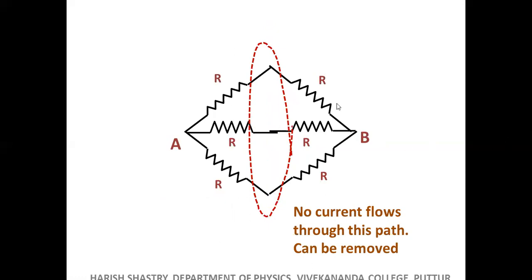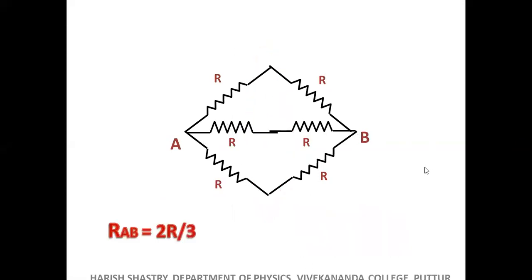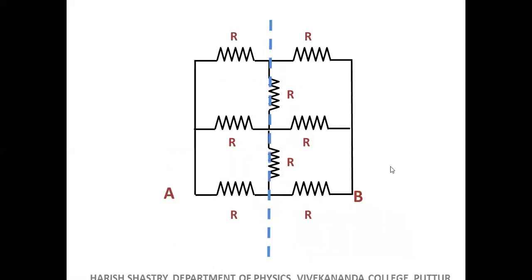Now, 2R parallel 2R parallel 2R. In each path you have series 2R: R plus R, R plus R, R plus R. So 2R, 2R, 2R in parallel, that's 2R by 3. Very easy problem, isn't it? So the only thing is in guessing.